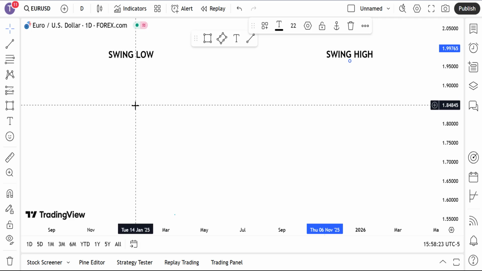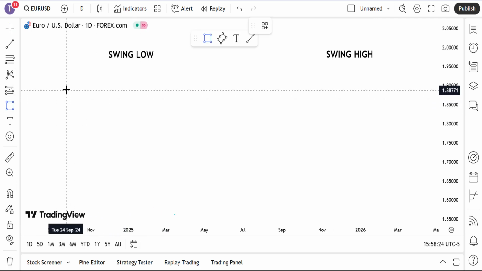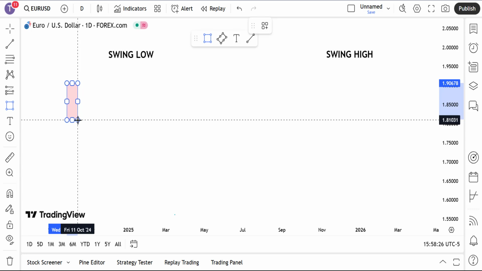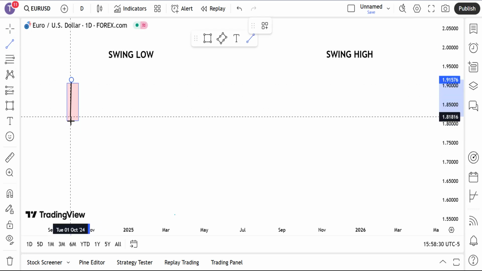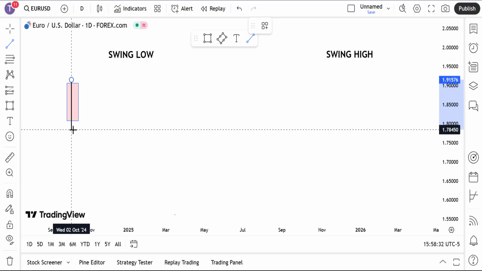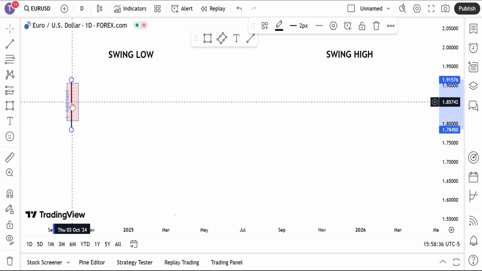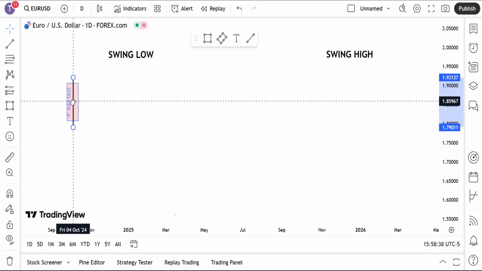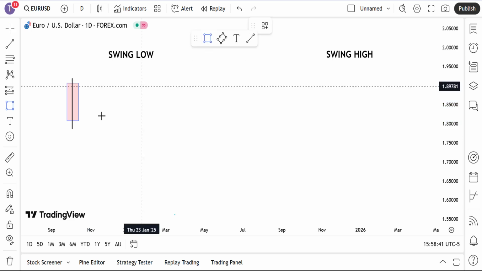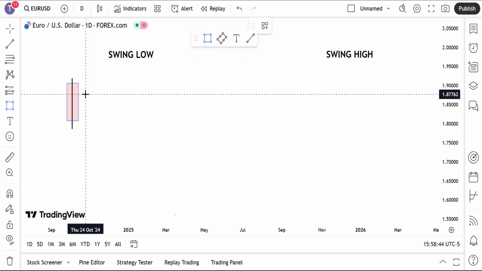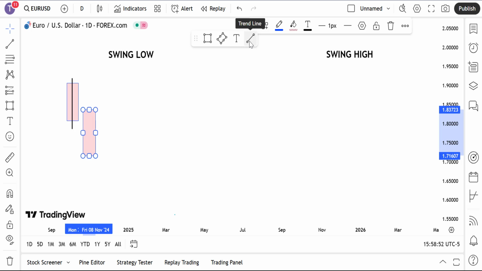Our step 1 is very simple. When price is making a lower low in the market, we notice that, and what will be our response to it? Price creates a series of candles that make a lower low in the market.